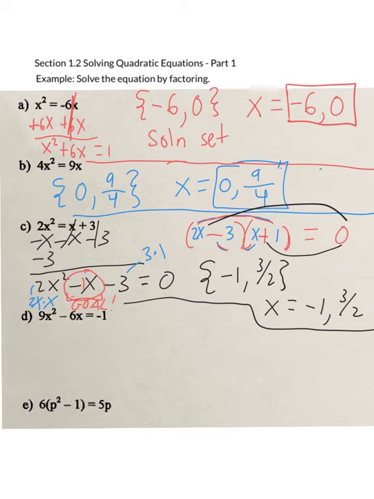Okay, let's try another one. Solve the equation by factoring is still the directions. Now I'm looking at question D: 9x squared minus 6x equals negative 1. So step 1, let's get the equation in standard form before we can factor. So I'm going to add the 1 to boot it to the opposite side. So now I have 9x squared minus 6x plus 1 equals 0.